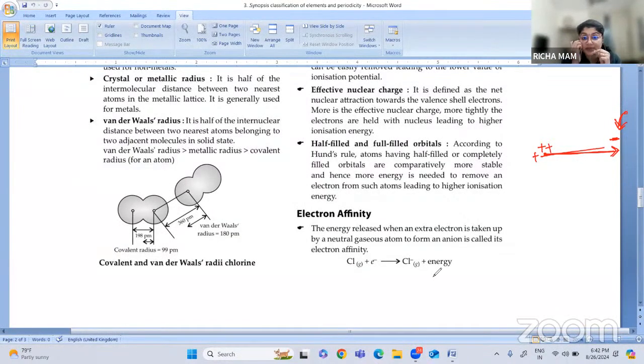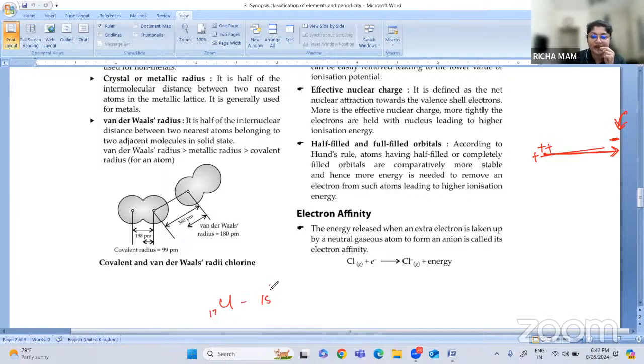Electron affinity means the energy which is released when you are adding an extra electron to the neutral gaseous atom. Suppose chlorine, atomic number 17.